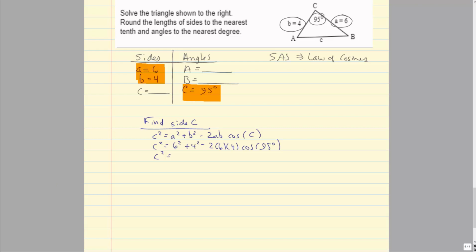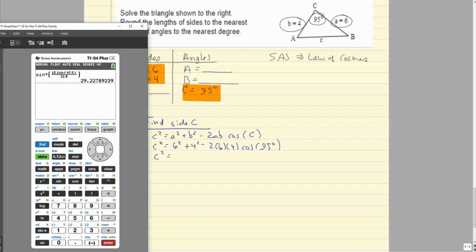And then once I have it plugged in, I need to remember to take the square root of both sides, because I don't want to solve for C squared. I would like to solve for C. So let's pop open that calculator. So this is going to be 6 squared plus 4 squared minus 2 times 6 times 4 times the cosine of 95 degrees. And I am in degree mode. So I get C squared equals 56 point, etc.